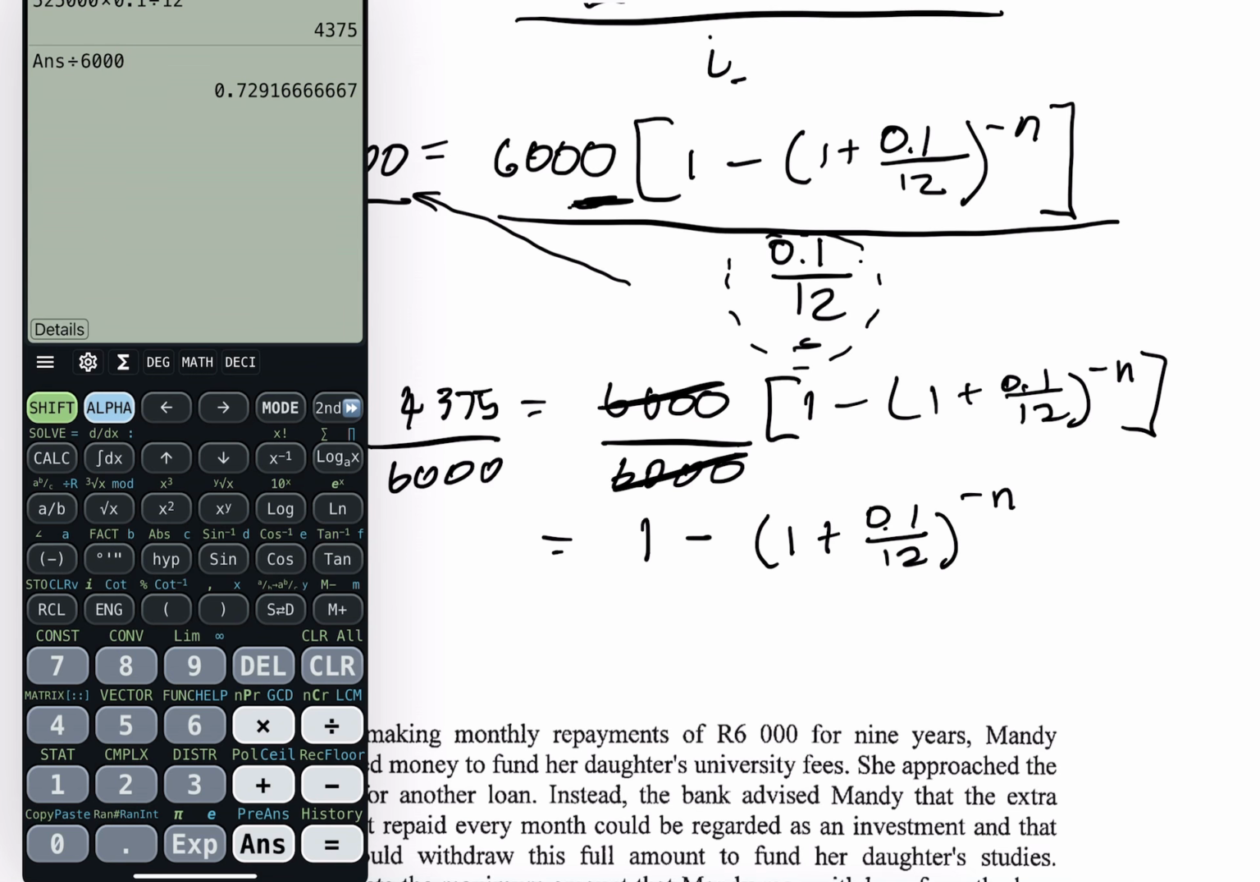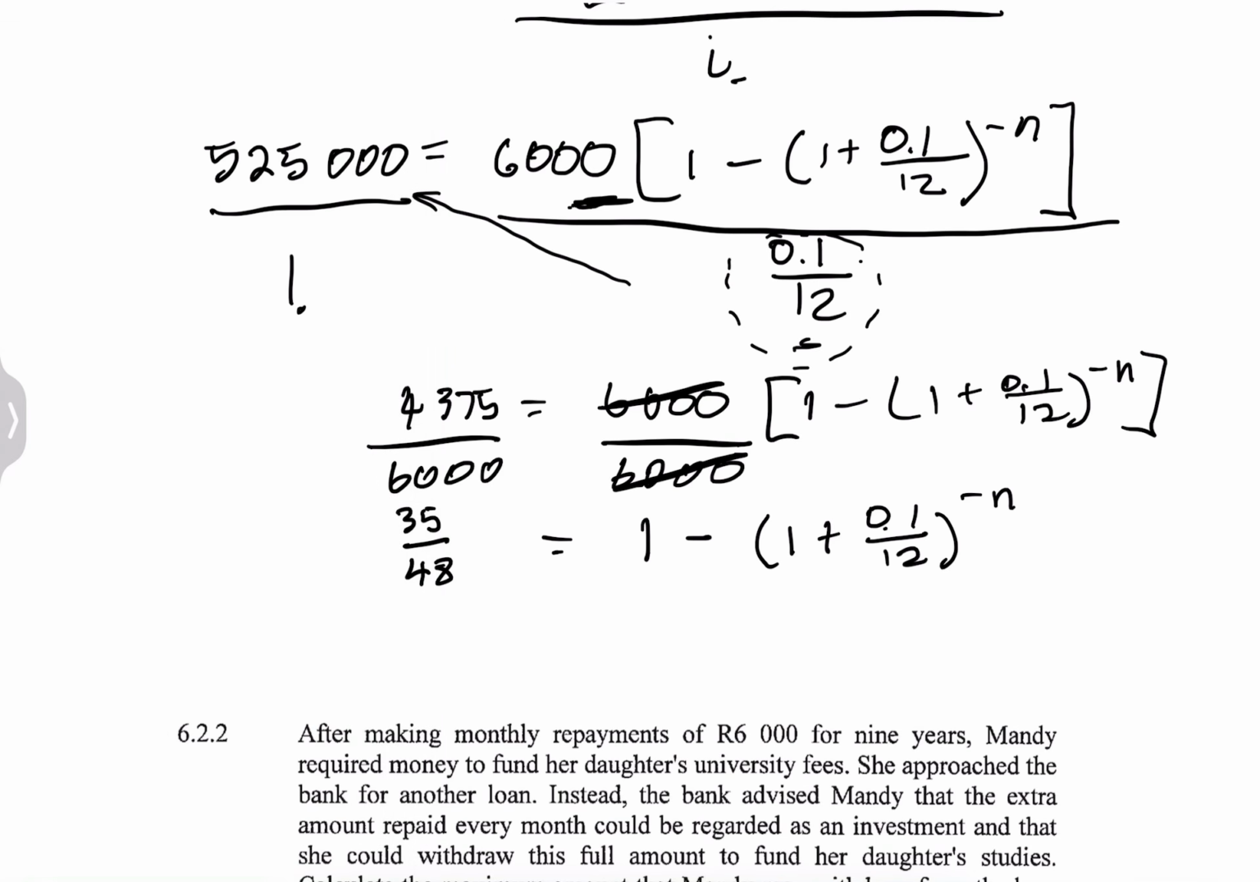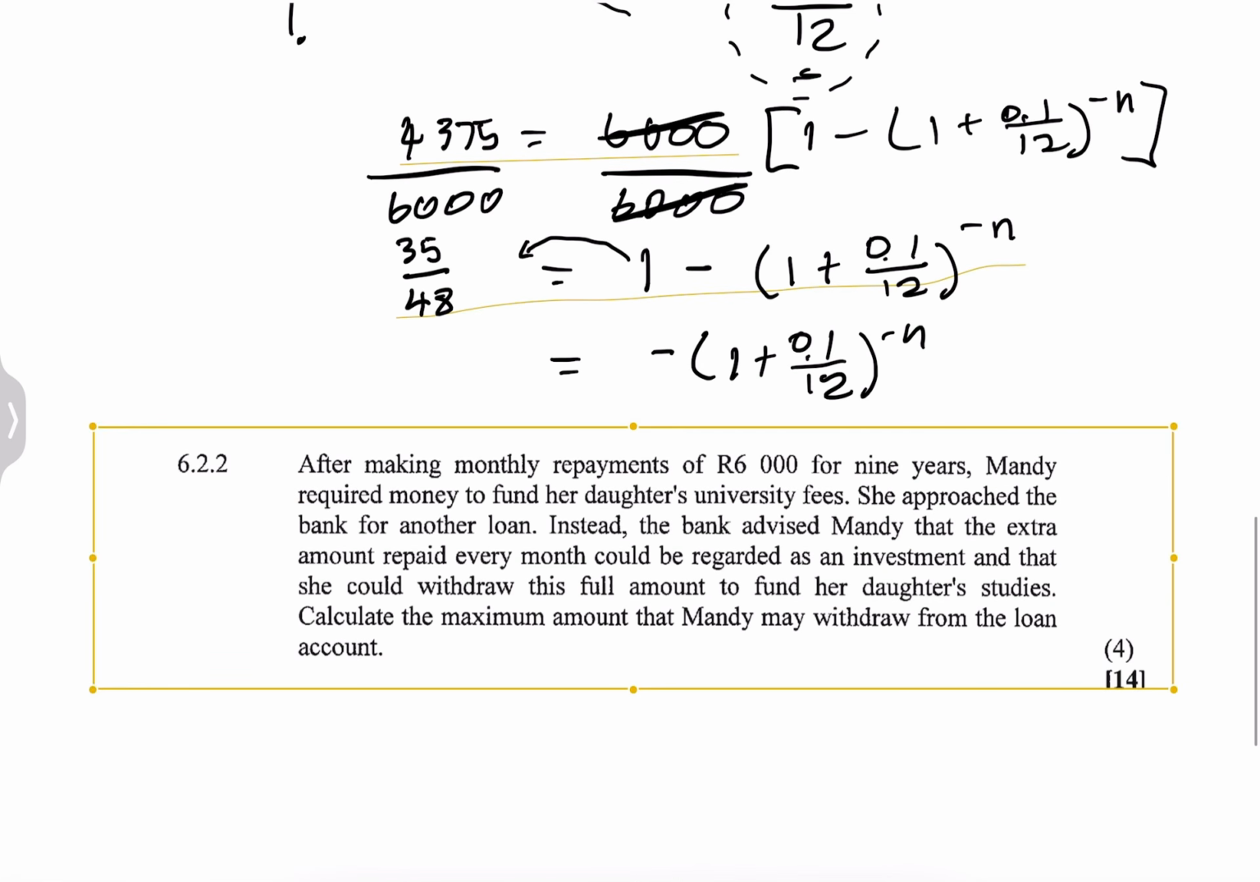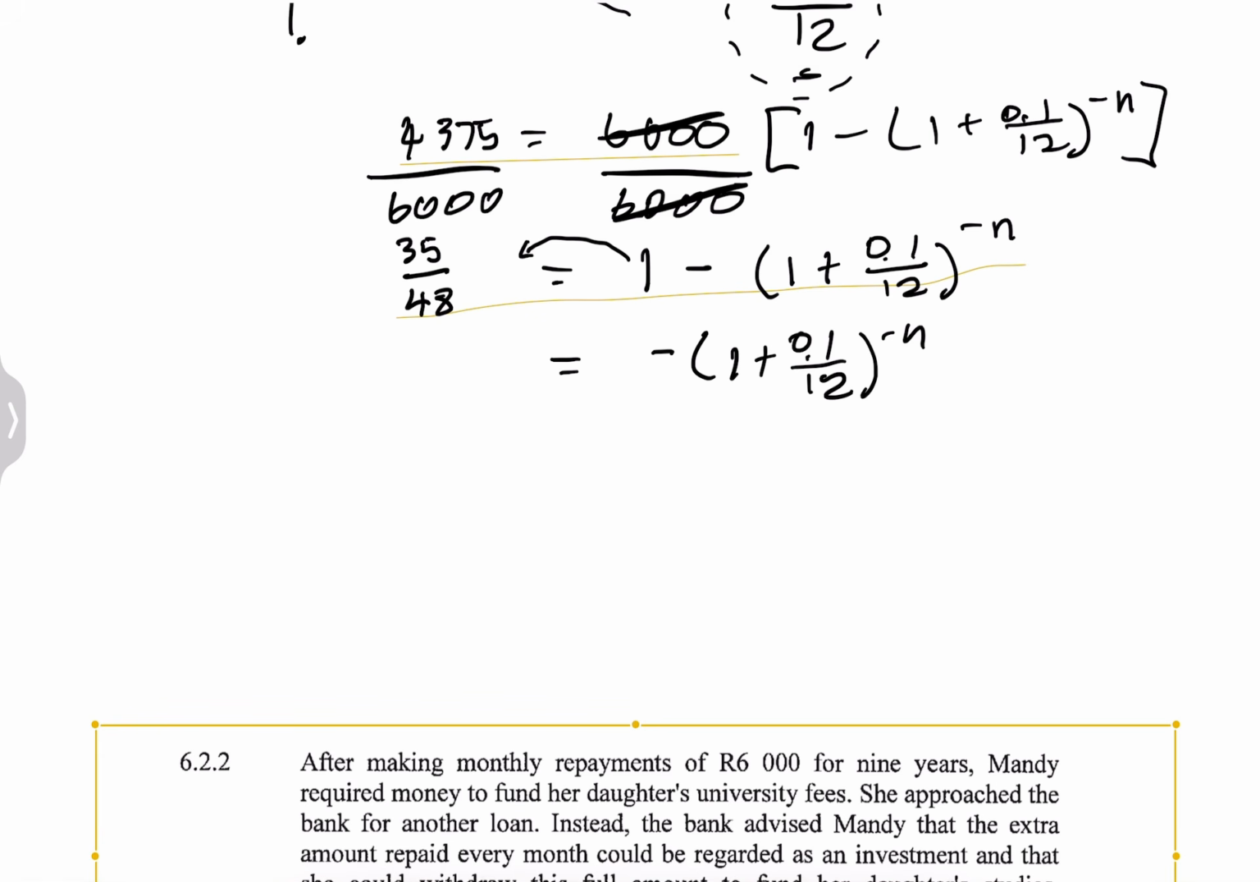Okay, actually let's make that into a fraction. So I've got 35 over 48, right? What I'm going to do is bring the 1 over to this side. Note in this case, if I say minus 1, I'll be left with that bracket now, minus 1 plus 0.1 over 12. I might as well just take you through the calculation, because I know that's where many of you struggle with this particular type of example.